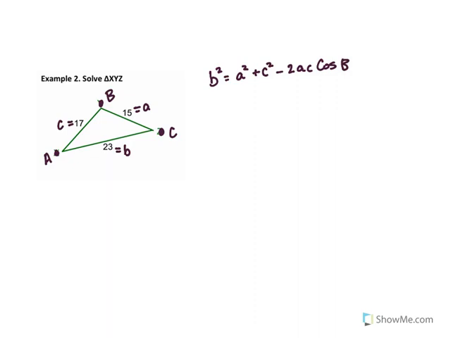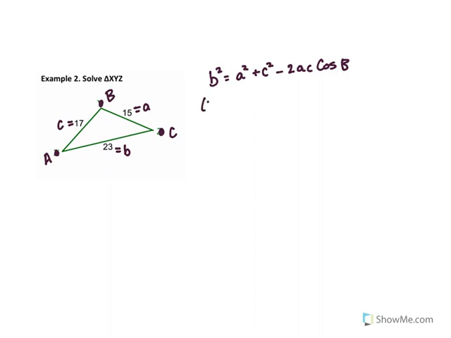So I don't have that memorized by any means, you guys. I just know that I'm going to take my side I want. I'm going to add the other two sides squared on the other side. And then I'm going to subtract 2 times the other two sides. Then multiply by the cosine of the angle that corresponds with that side. And then I'm just going to go ahead and plug my stuff in there.